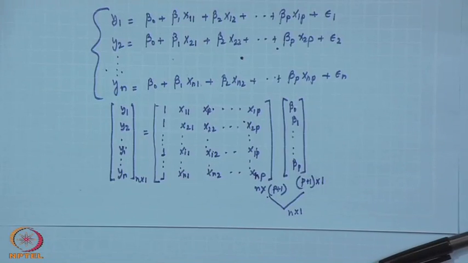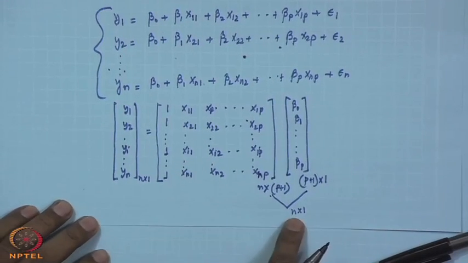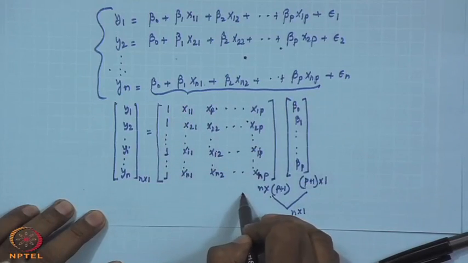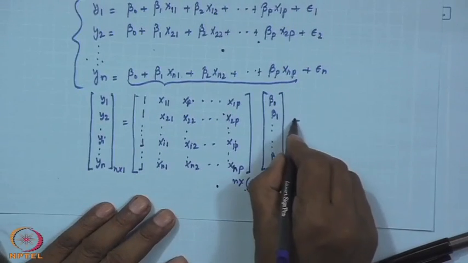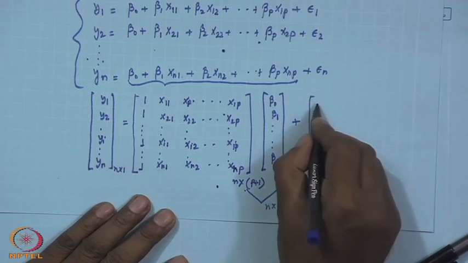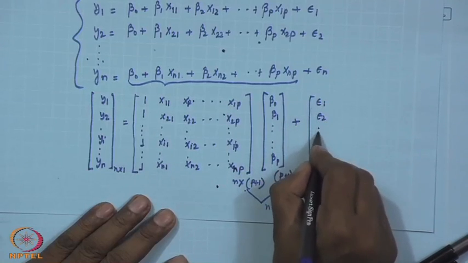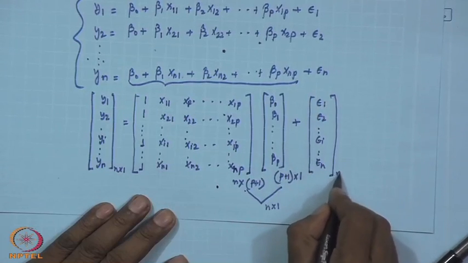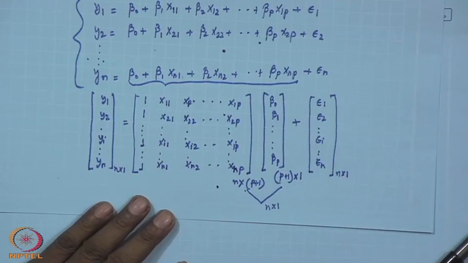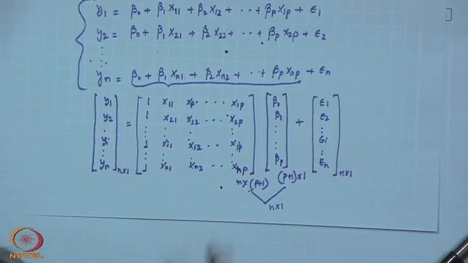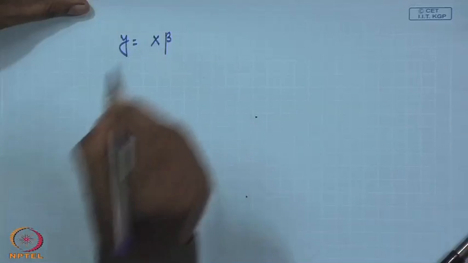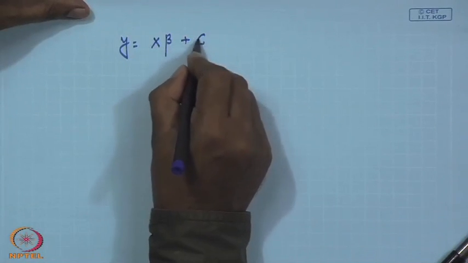It is giving you n cross 1. So, n cross 1 equal to n cross 1, which is basically this portion is taken care of by this, plus there are error terms epsilon 1, epsilon 2, epsilon i, epsilon n. This is n cross 1. So, the resultant can be written like this: y equal to x beta plus epsilon.